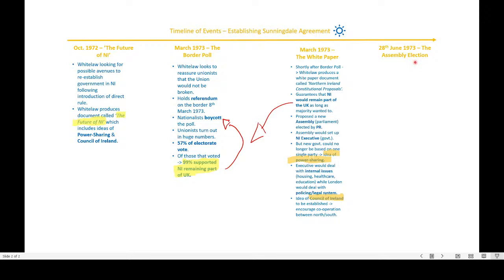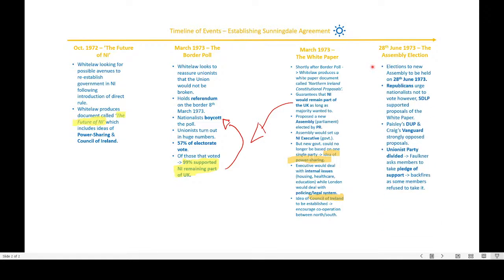So following the introduction of this White Paper, we see the Assembly elections held on the 28th of June 1973. And what's important to understand here is the division in Northern Ireland society at this time, the division in Northern Ireland politics, as we can see, just a split down the middle, and how these White Paper proposals split the people and the politics in Northern Ireland.